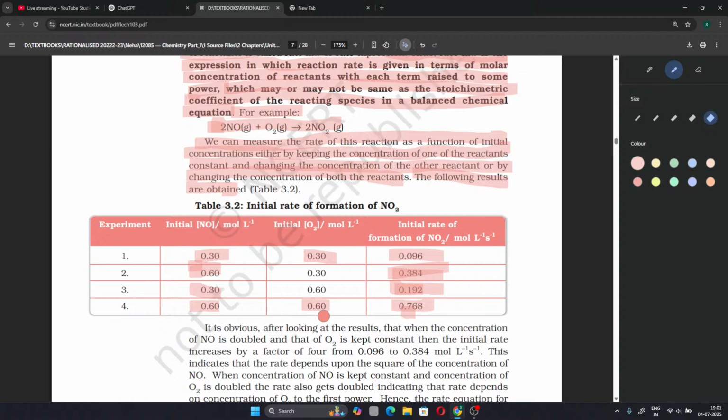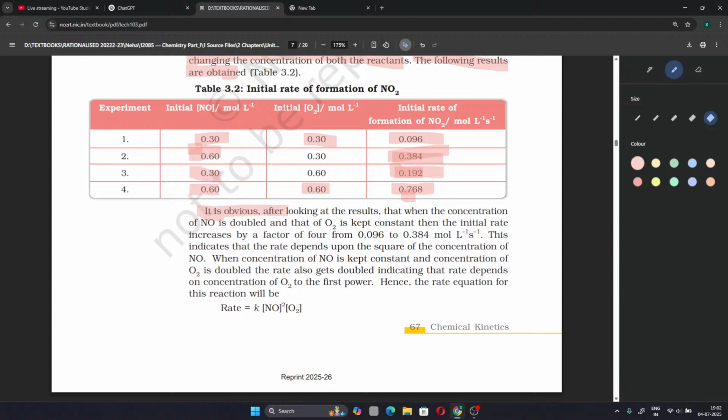8 times the initial rate, where it was 0.3 molar. So based on the second and third cases, we can understand that the rate of the reaction depends more on the amount of NO present. The higher the NO, the higher the rate of the reaction. So we can say that nitrogen monoxide is controlling the rate of the reaction, or increasing the rate of reaction, more than oxygen.